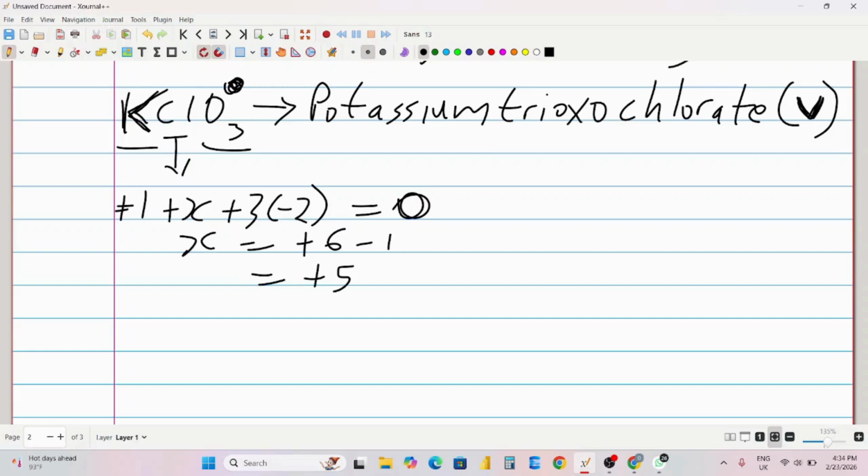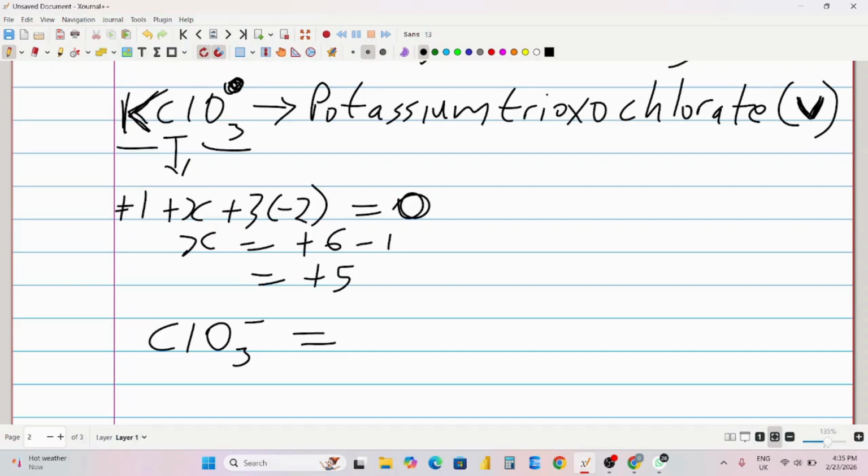So it is trioxochlorate 5. Now this is a compound, but what if we are dealing with the ion? We are dealing with the ionic form attached to this compound. Are we still going to get 5 for chlorine? So the ionic form should be trioxochlorate with a negative charge, yes, trioxochlorate with a negative, yeah.